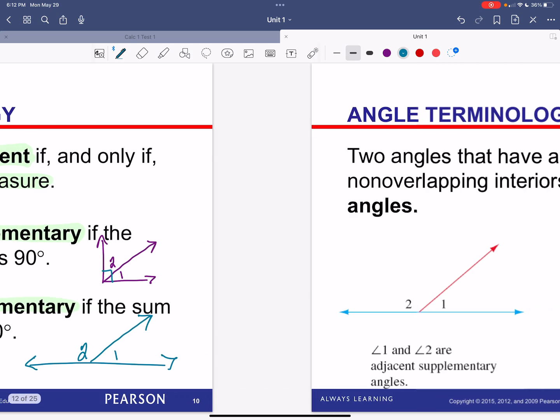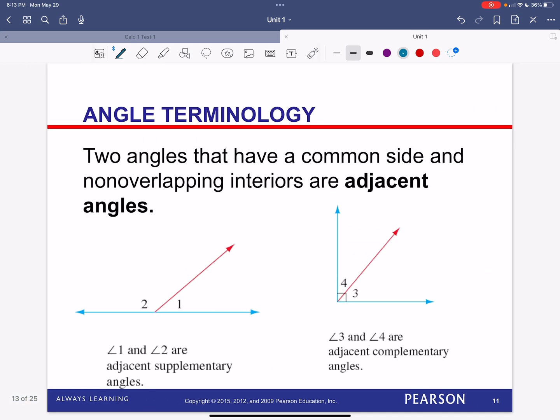Now, I know we're talking about lots of vocabulary. Two angles that have a common side and do not overlap are adjacent angles. So here we've got two adjacent angles. Here is angle 1 and here is angle 2, and these are supplementary angles. Supplementary angles mean that the measurement of angle 1 plus the measurement of angle 2 is going to equal 180 degrees.